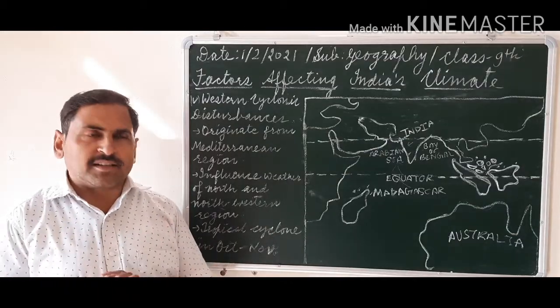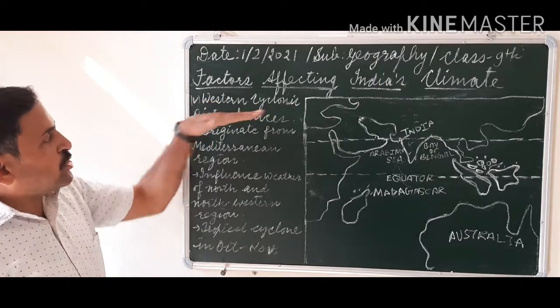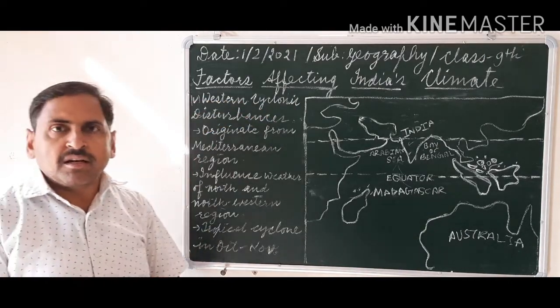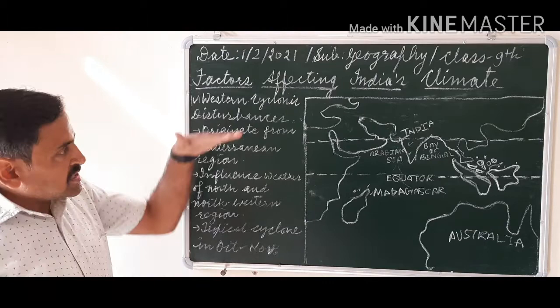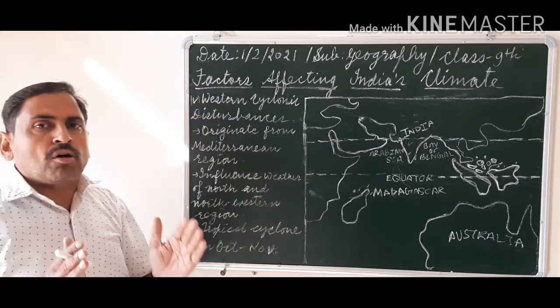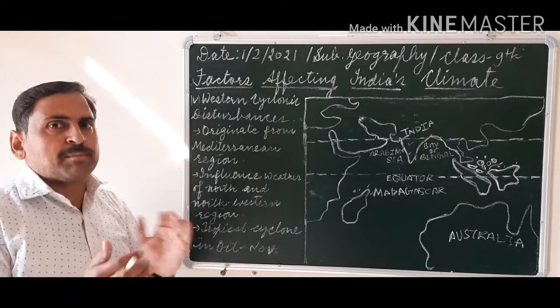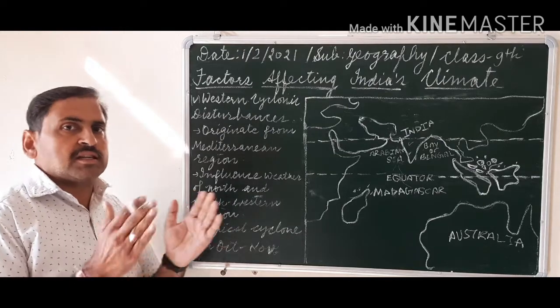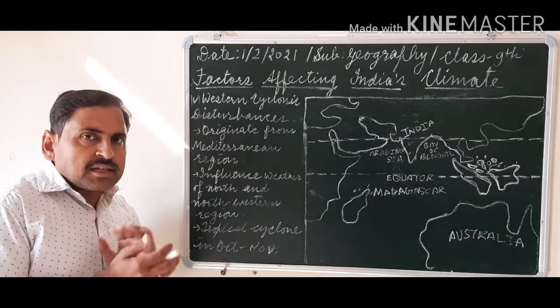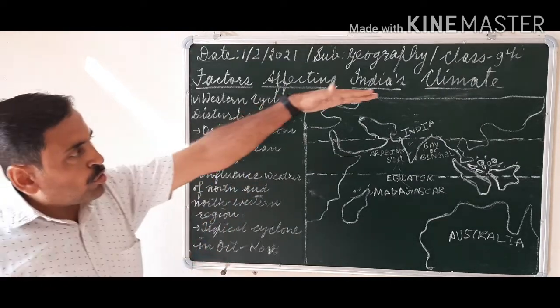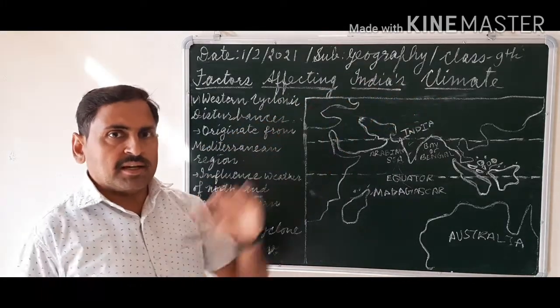Now, the last factor, the western cyclonic disturbances and tropical cyclones. This is the weather phenomenon of winter. What happens in the winter? As I mentioned earlier, the westerly jet streams blow over south of the Himalayas.